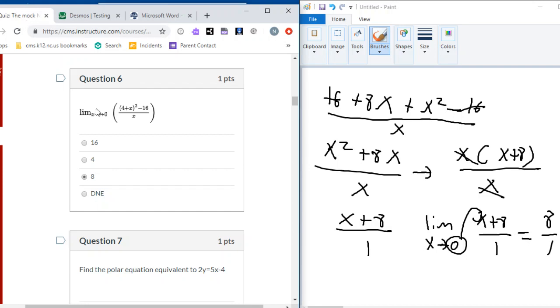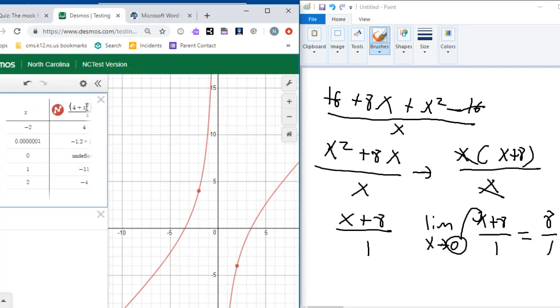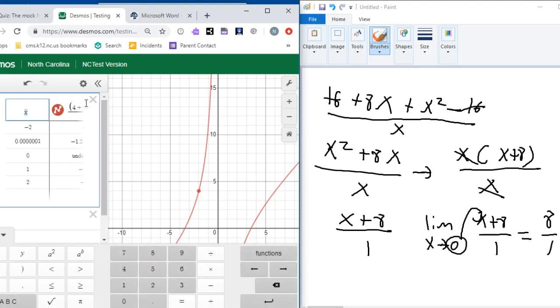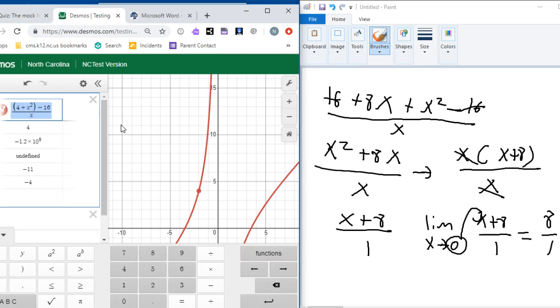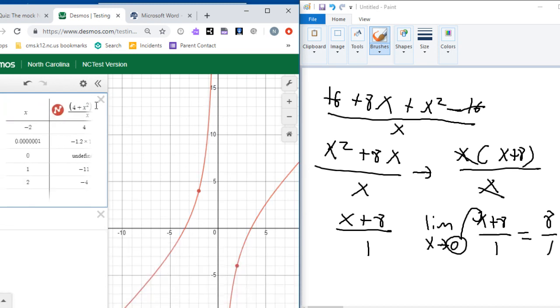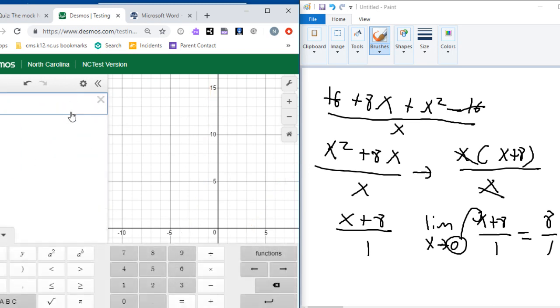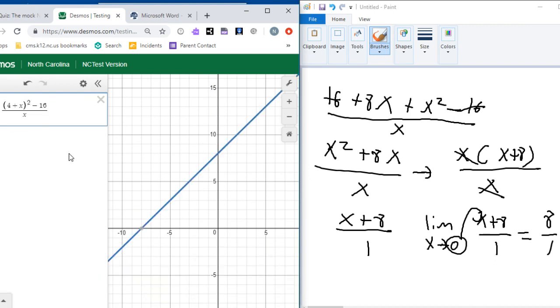Sorry, I mistyped this. Okay, so here's a big thing. Don't make typos when you're actually copying in your function. So this is the typo. I typed in 4 plus x squared. I need to type in 4 plus x, then the whole thing squared over x. So now I can look at when x approaches 0.